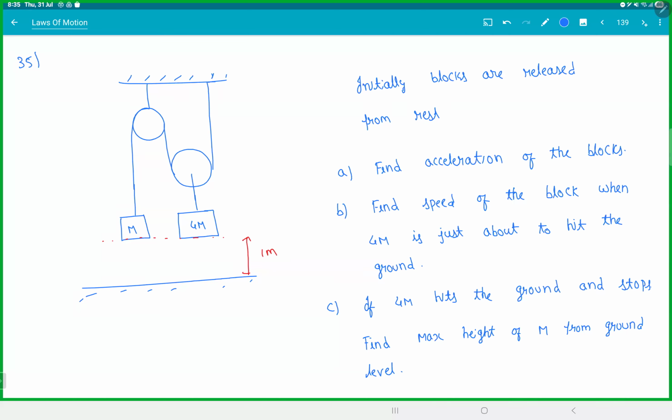T is not given, right? T is something which you have assumed. Tension. You should not give the answer in terms of T.